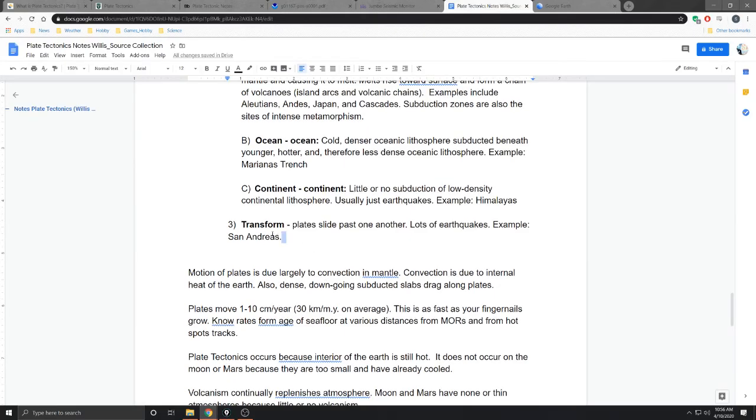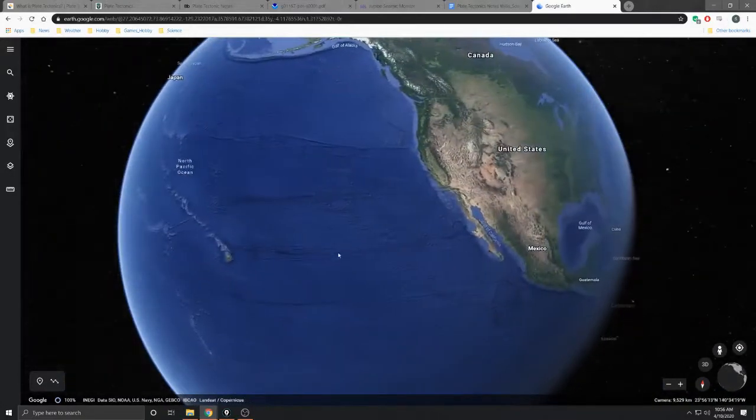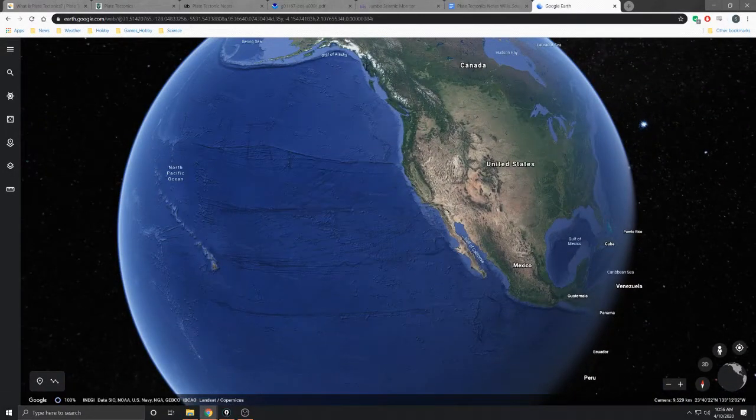And then we've got transform boundaries. This is an area where two plates slide right by each other. So I'm going to zoom back out here. We'll flip this back to the United States and the San Andreas, right? So for those of you who saw that awful movie, we've got North America kind of moving in this direction, and it's kind of more of a collision here, but we've got a chunk of plate here that's running.